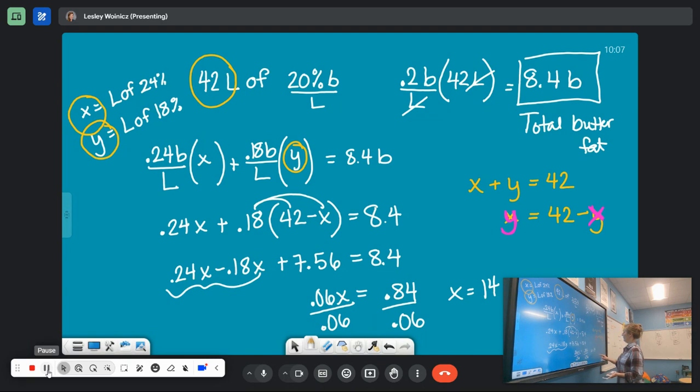Now remember, my x plus my y have to add up to 42. So if x is 14, then my y has to be 28. I can just do 42 minus the 14 is 28. So my y is 28. So x is 14 liters of the 24% mixture, and y is 28 liters of 18% mixture.